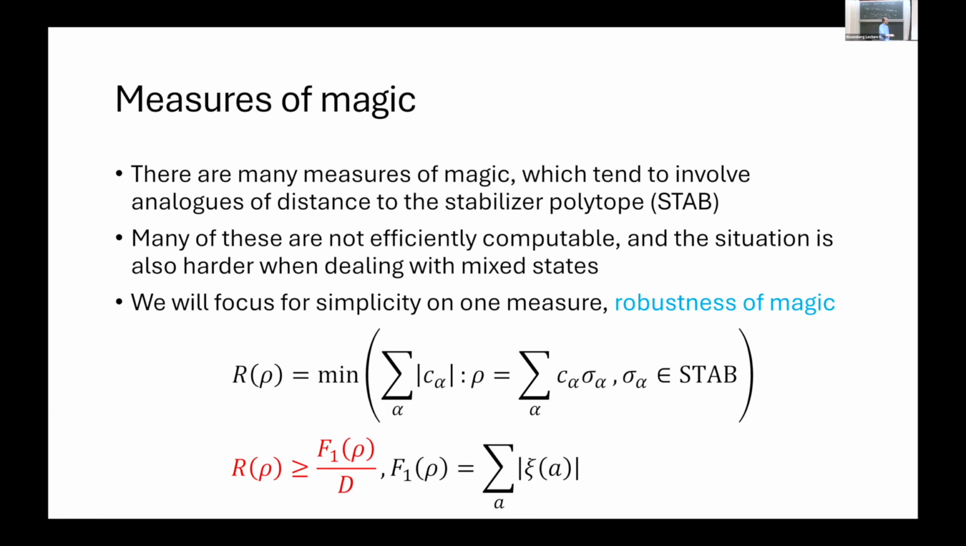And I didn't explain why, but it turns out that stabilizer states just can't have a very large F1. It's just not possible. It's less than or equal to the dimension. And so that's where this dimension factor comes from. Essentially, the reason is that for a pure stabilizer state, at most square root of 2 to the n of these things are non-zero. And so that's your dimension factor there. And then if you mix them, by convexity you can't do better than that.